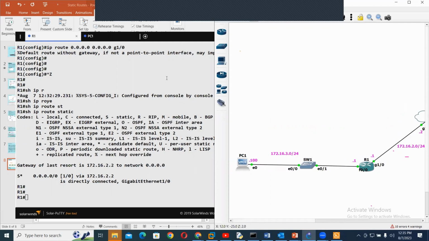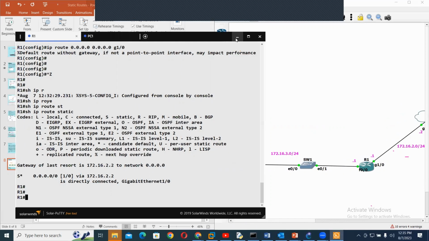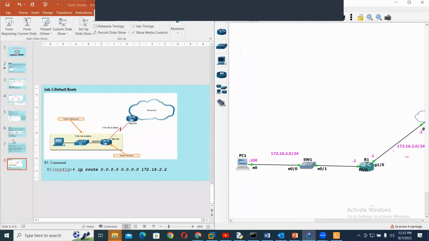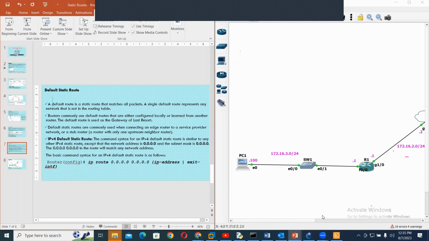We'll use the dynamic, and we'll use the default static route.